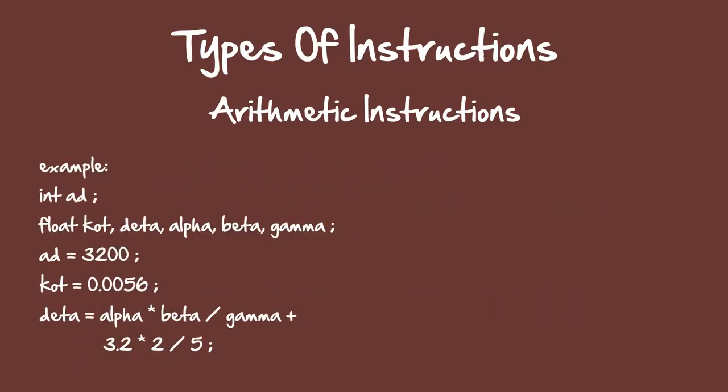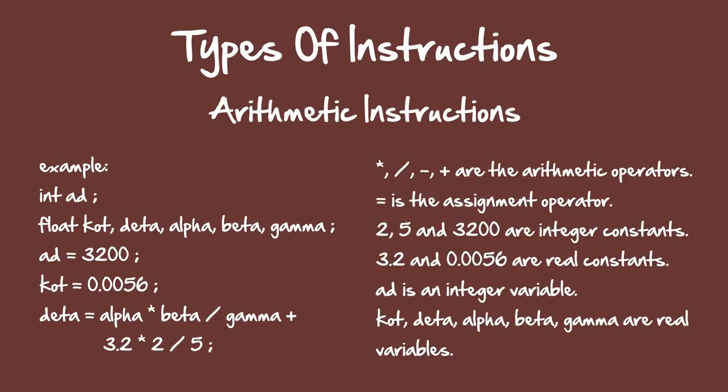An example is like this: int ad; float quad, data, alpha, beta, gamma; ad is equal to 3200; quad is equal to 0.0056; data is equal to alpha into beta divided by gamma plus 3.2 into 2 divided by 5. Here in the above example, multiplication, division, minus, plus are the arithmetic operators. Is equal to is the assignment operator.